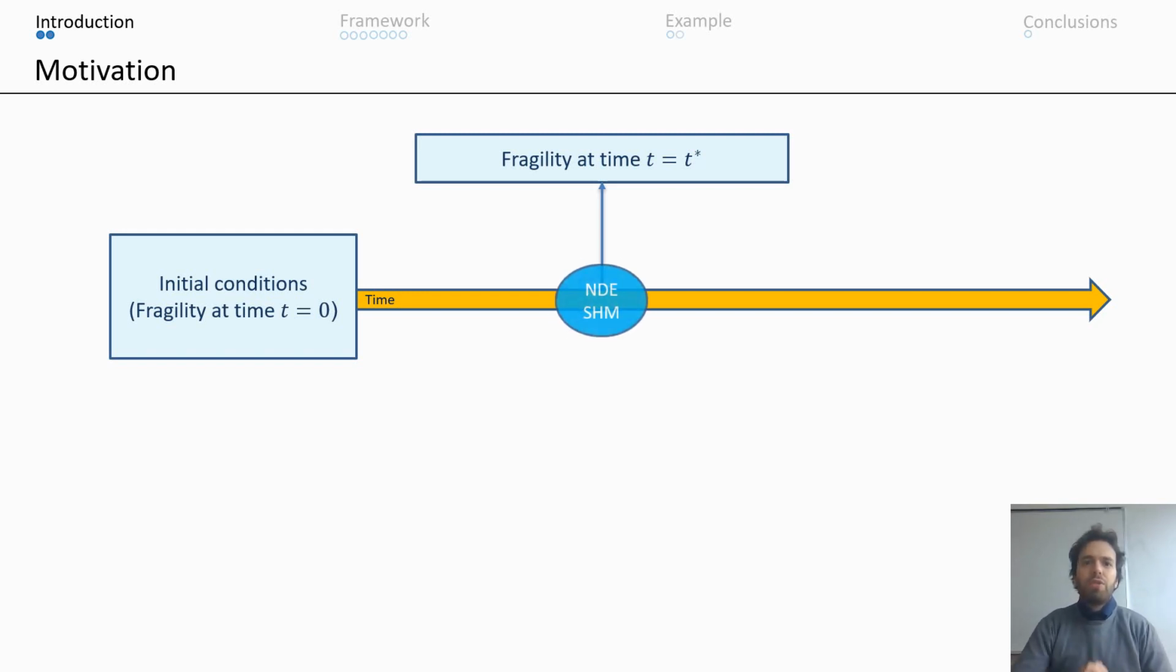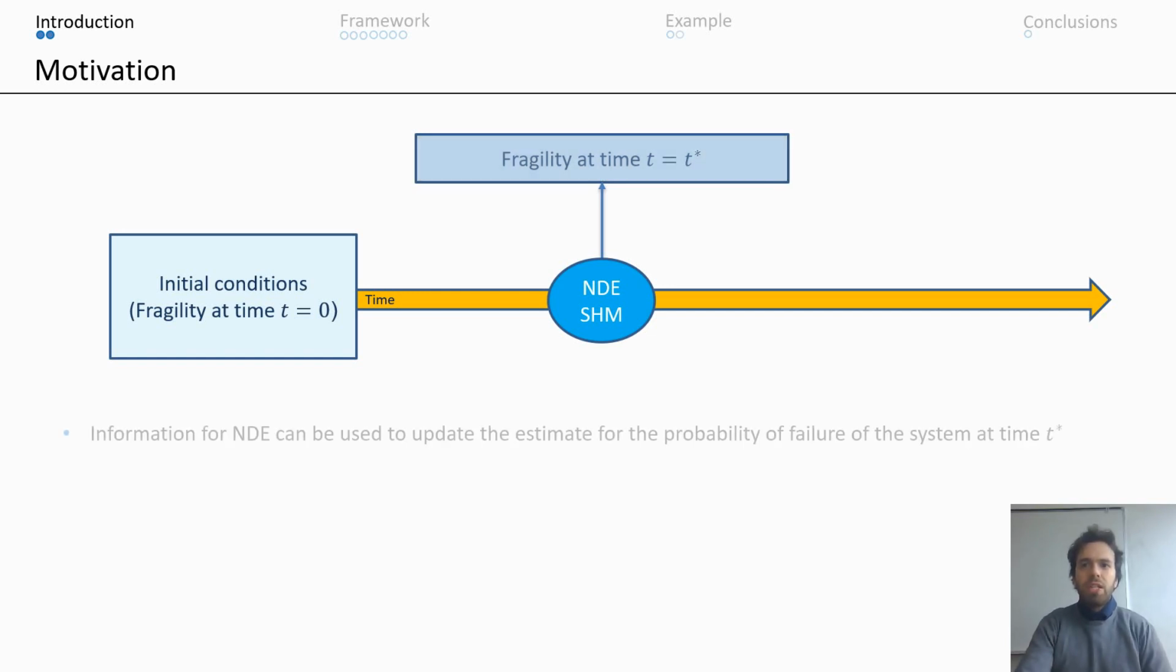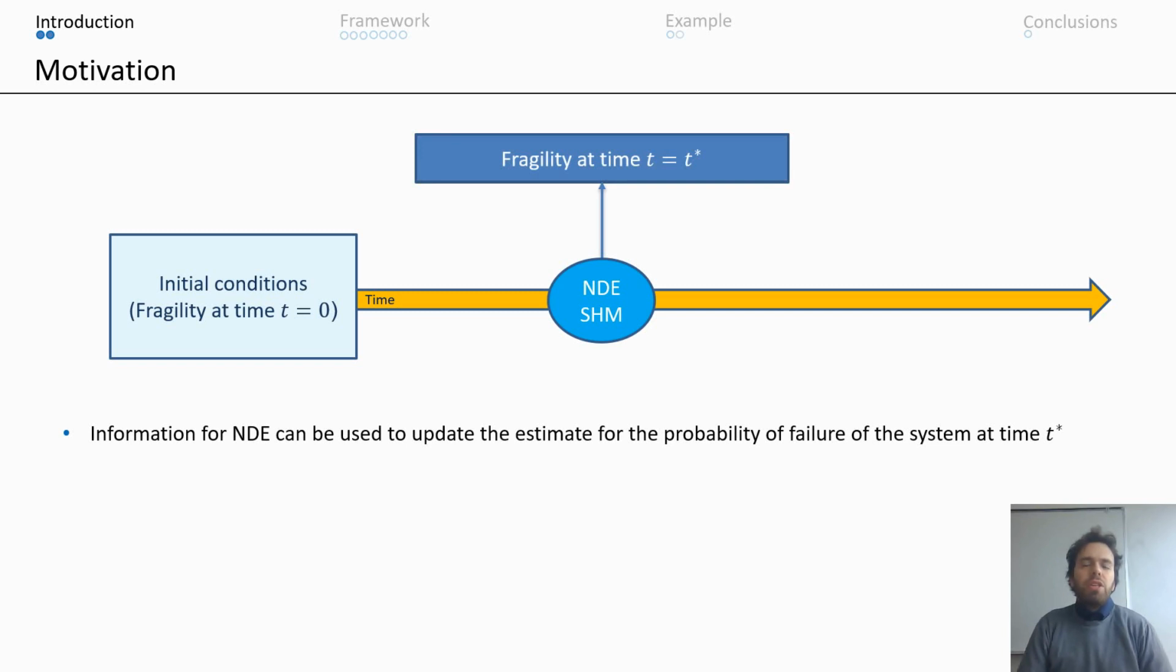Assume now that we perform either non-destructive evaluation or structural health monitoring on the system. The information coming from these techniques can be used in several different ways. First, we can use the information directly to update the fragility of the system at the time of the inspection, which we are going to denote with t equal to t star.